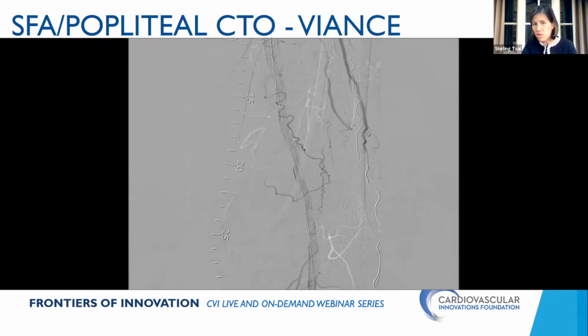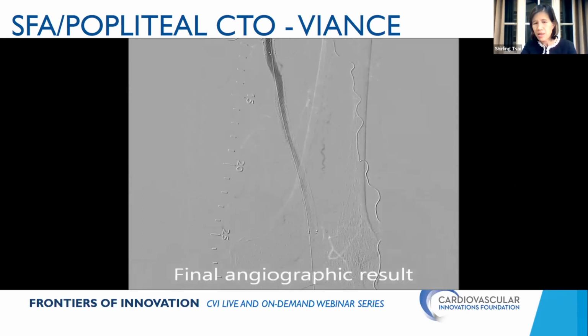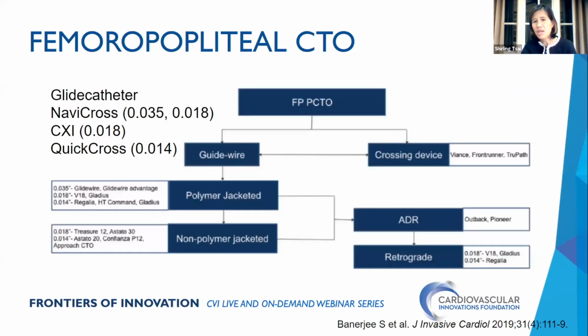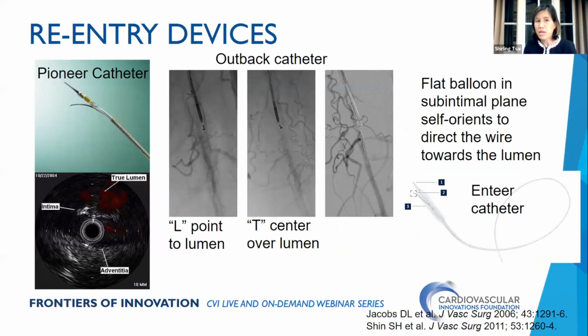It gets us through this in the true lumen crossing, but that doesn't always happen. Even with a crossing device or with a guide wire, you can end up subintimal, and this happens more often than not. So then, you really need to think about how you're going to get back into the true lumen. Some people are good and they can do this with a wire and catheter. I usually end up turning to reentry devices. There are several out in the market. Here are a couple of them.